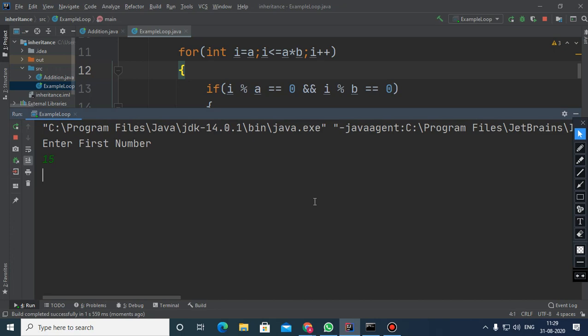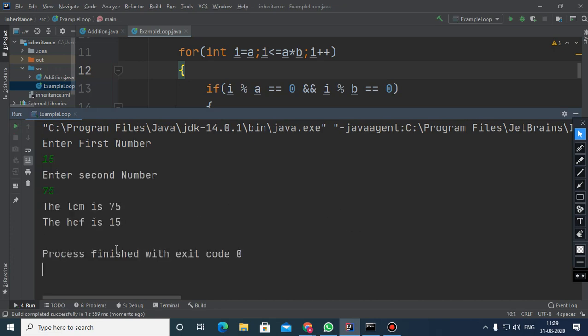Suppose you have 15 and 75. Now you can see that 75 is the value which is the LCM and 15 is the value which is the HCF. Because 75 is the value which is divisible by both these, and 15 is the value which can divide both these. So this is how we can find out LCM and HCF.